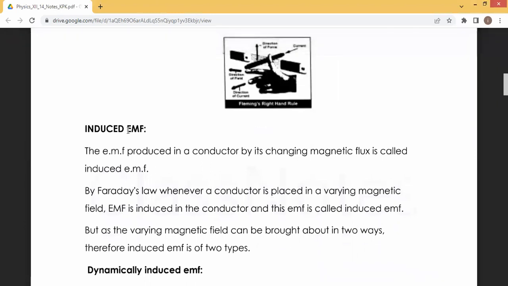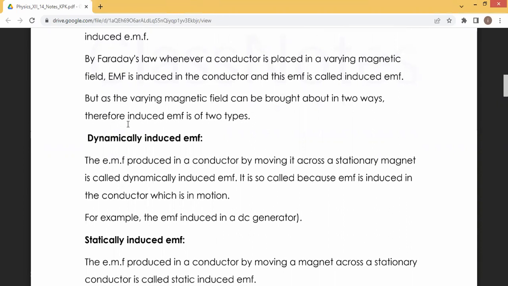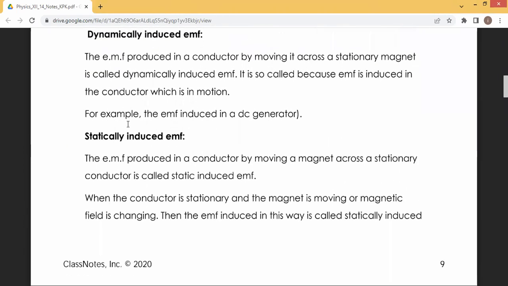What is induced EMF? The EMF produced in a conductor by its changing magnetic flux is known as induced EMF. Dynamically induced EMF is the EMF produced in a conductor by moving it across a stationary magnet. Statically induced EMF is the EMF produced in a conductor by moving a magnet across a stationary conductor.